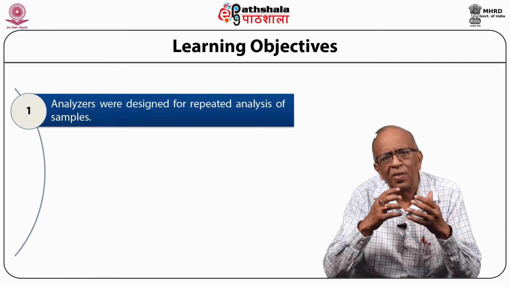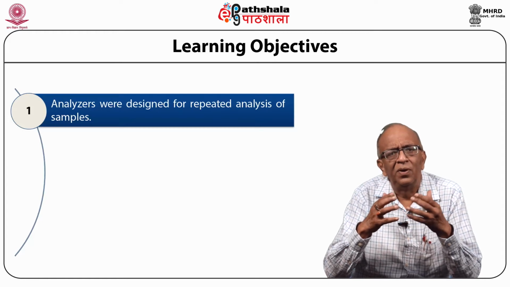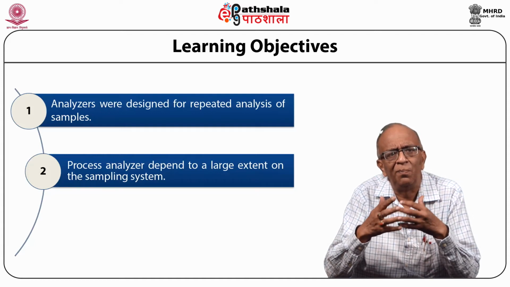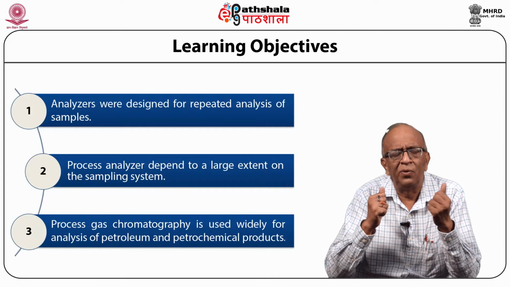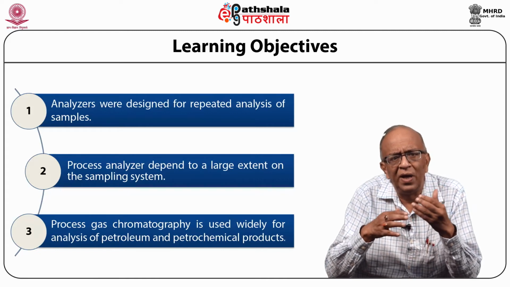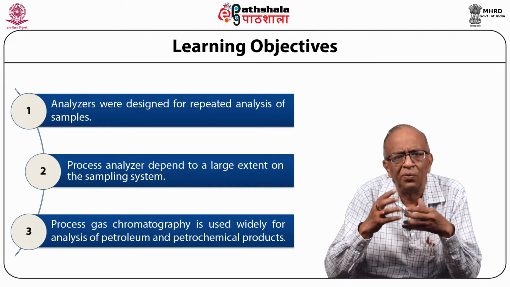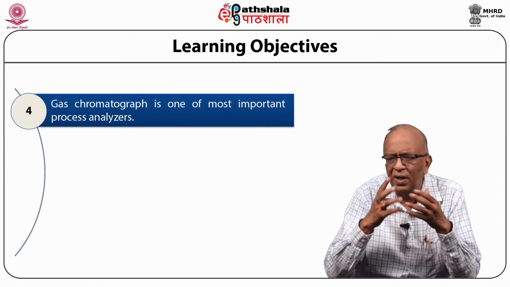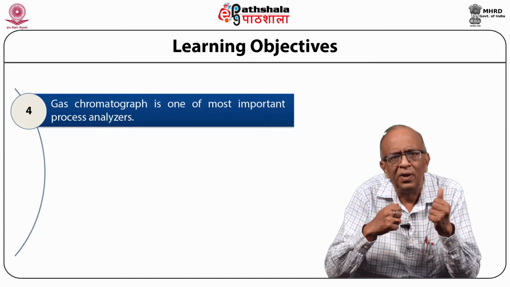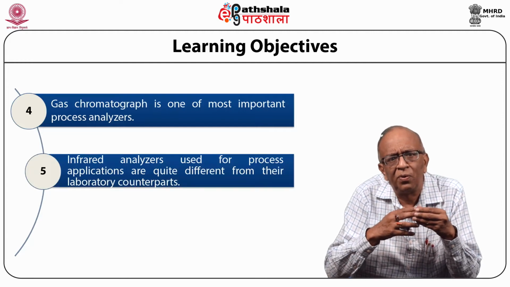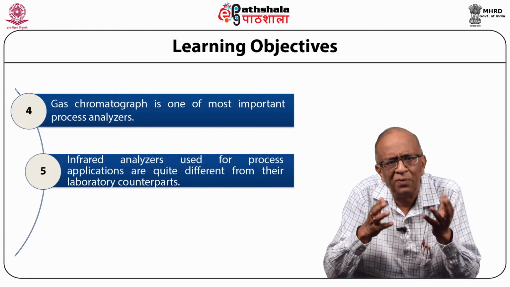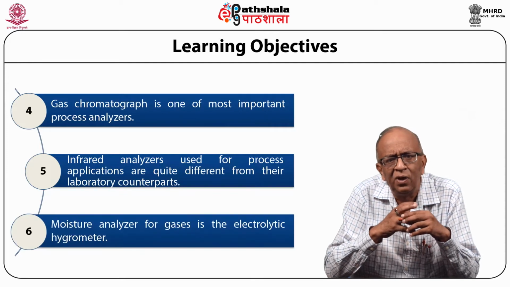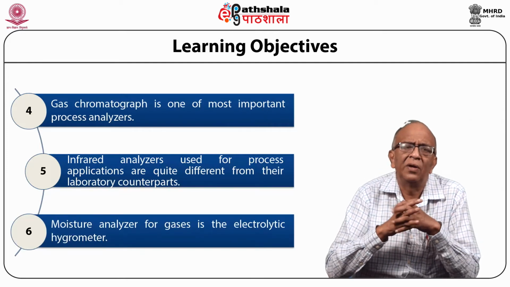Analyzers were designed for rapid analysis of samples. Process analyzers depend to a large extent on the sampling system. For example, process gas chromatography is used widely for the analysis of petroleum and petrochemical products. Gas chromatograph is one of the important process analyzers which has been attached with different types of processes. Infrared analyzers for processes in different types of applications are quite different from the laboratory counterparts. Moisture analysis for gases is done by the electrolytic hygrometer.